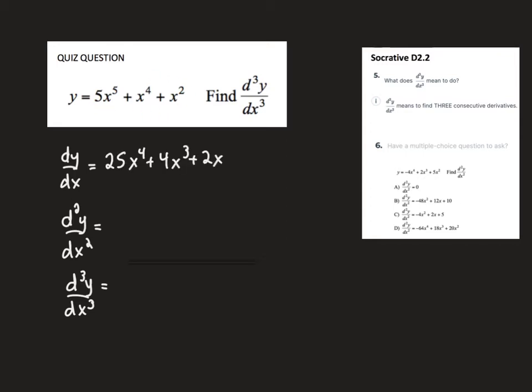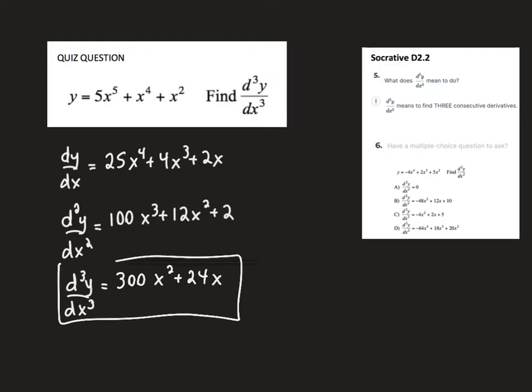So my first derivative is just a power rule, bring down the power and subtract 1 from the power. So I'm sitting here with my first derivative, and the second derivative means now just do another derivative on that answer, and it's just more power rule. And that gets me to 100x cubed, bring down the power, subtract 1 from the power, and here is my second derivative. And one more derivative to get to the third derivative. And I get my final answer is this 300x squared plus 24x.